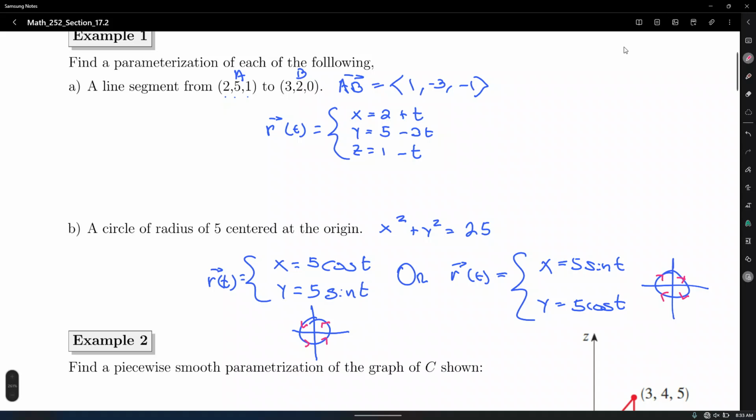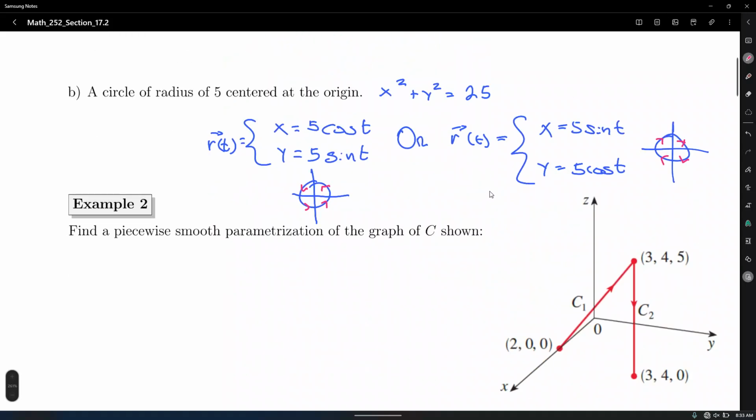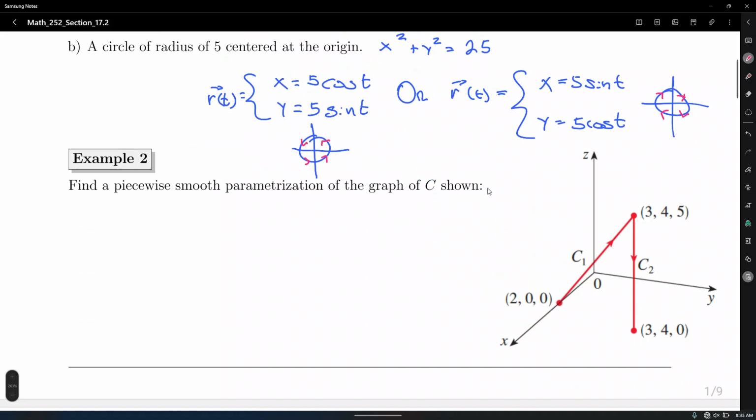Okay, what about curves in space? Let's have a look at this curve in space, and notice how this is piecewise smooth, because it's a smooth curve from the point 2, 0, 0 to the point 3, 4, 5. That's why it's called C1. And it's also smooth from the point 3, 4, 5 to the point 3, 4, 0. So that's why we have to express this as a piecewise function.